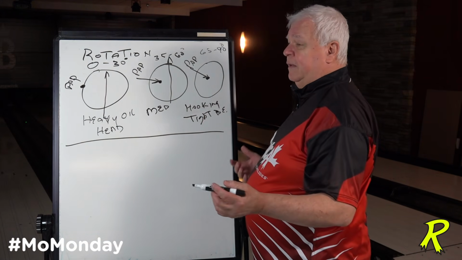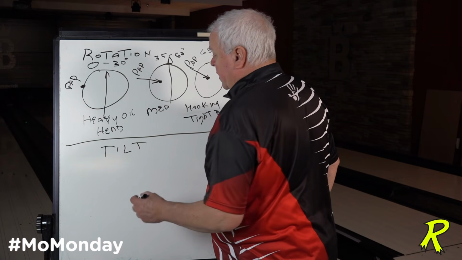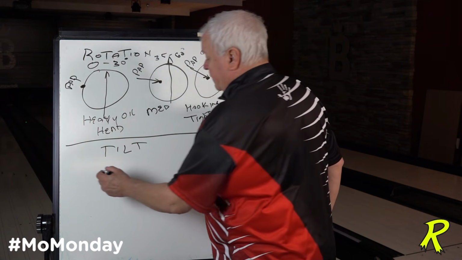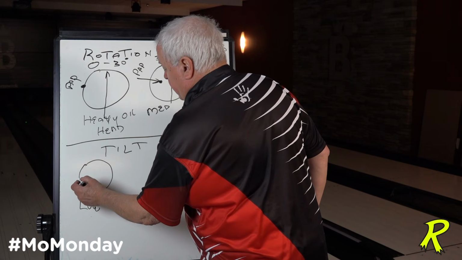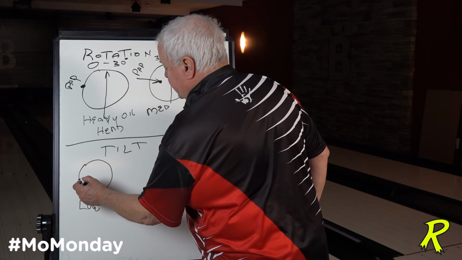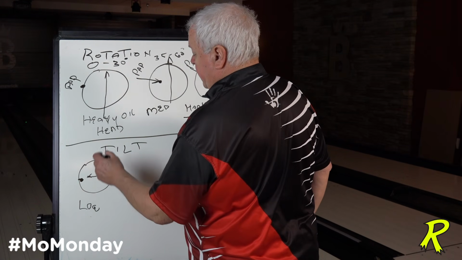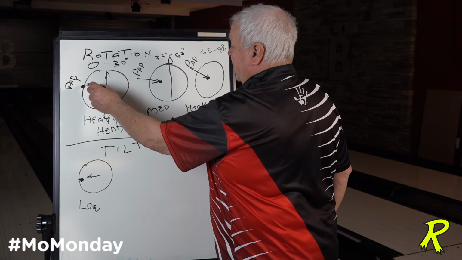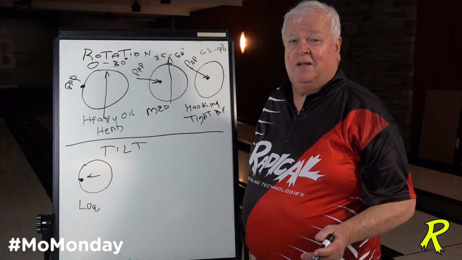The second part, and we hear a lot of this nowadays, is the tilt. And the tilt is the up and down of that PAP. So let's talk about a low tilt player. His axis point would be down a little bit, almost straight across, and his tilt would be down. So if you have a combination of 0 and 0, probably going to go very straight.